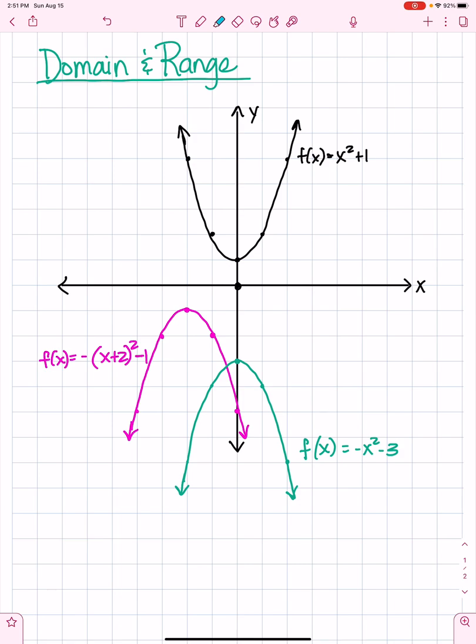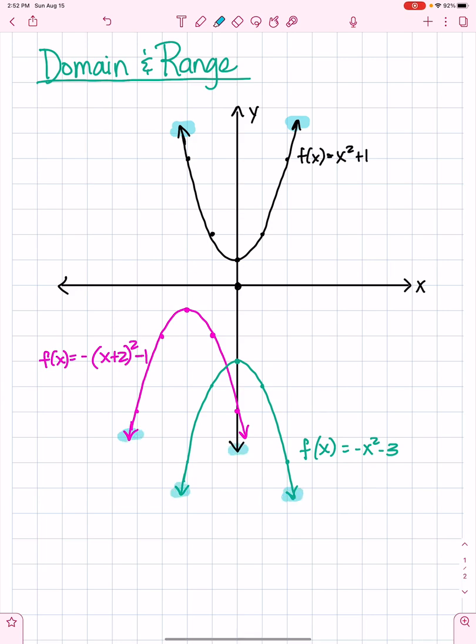So we're interested in the domain and range of different graphs just because we want to know how much of the x and y values are included within the graph. So if you'll notice here, I've got three parabolas drawn out. I've got their equations by them, and you can clearly see what they look like. All right, so the very first thing I want you to notice is that on each of these parabolas, I have indicated that they go on forever.